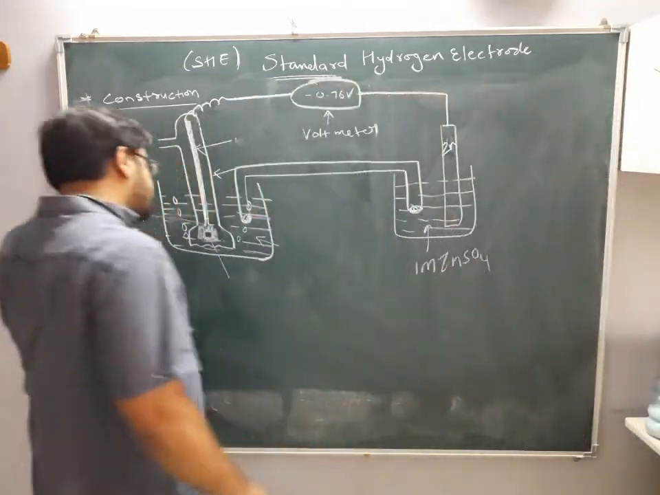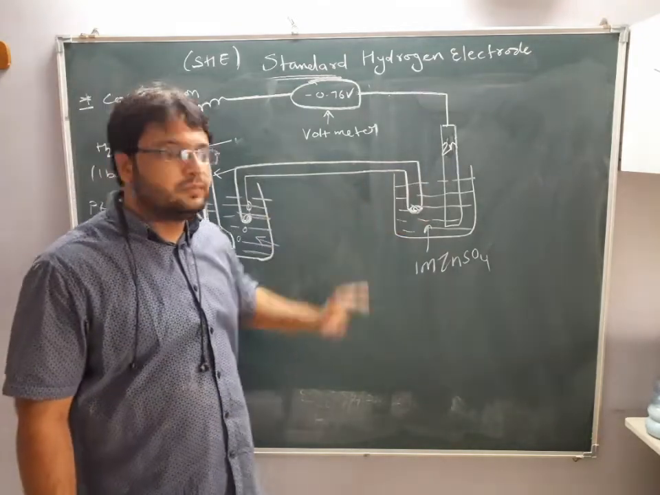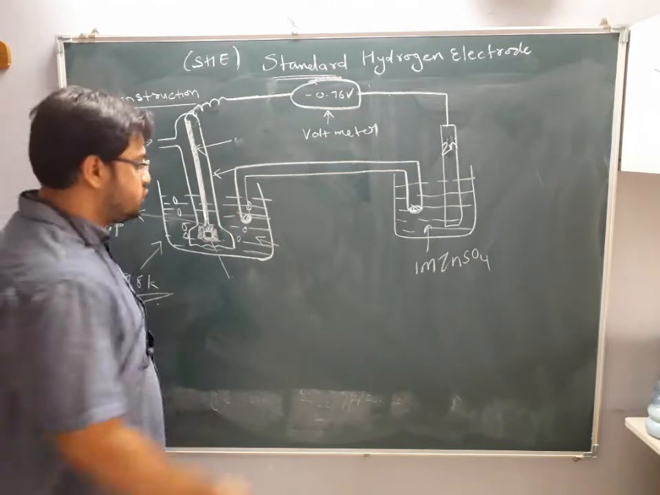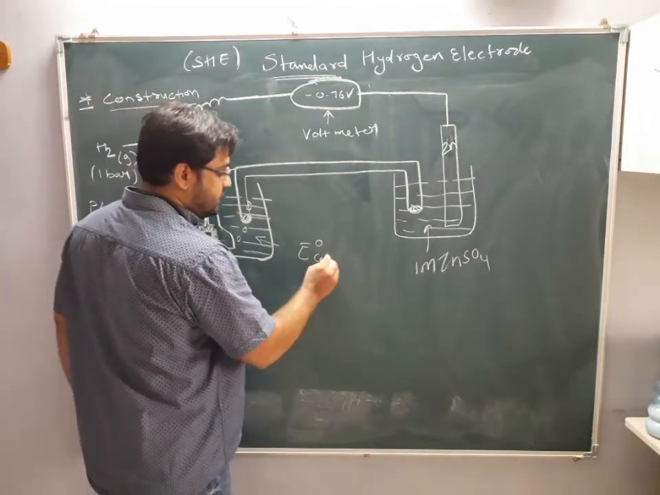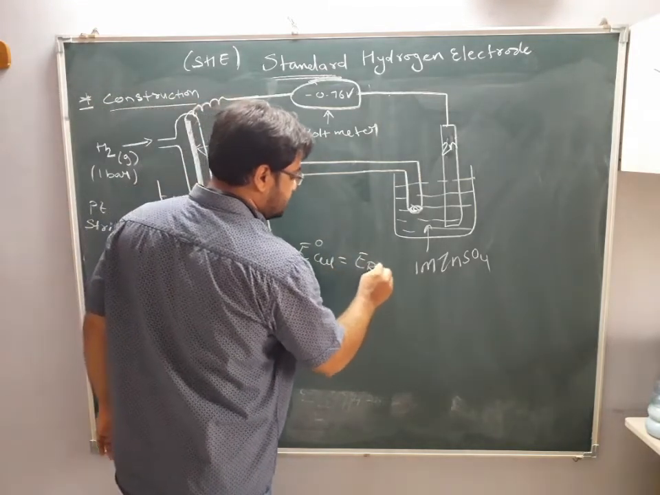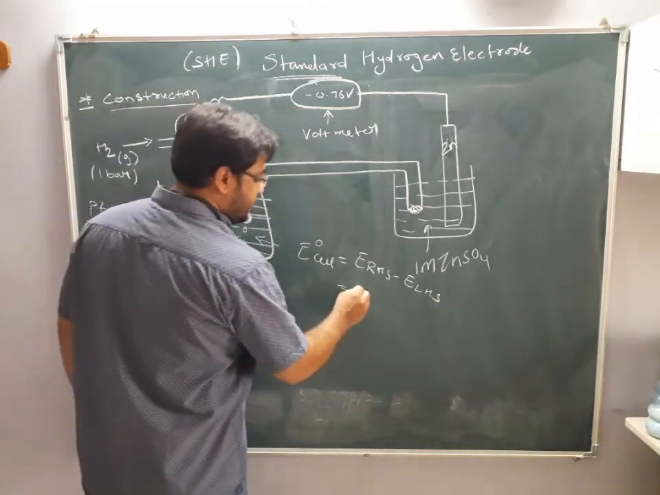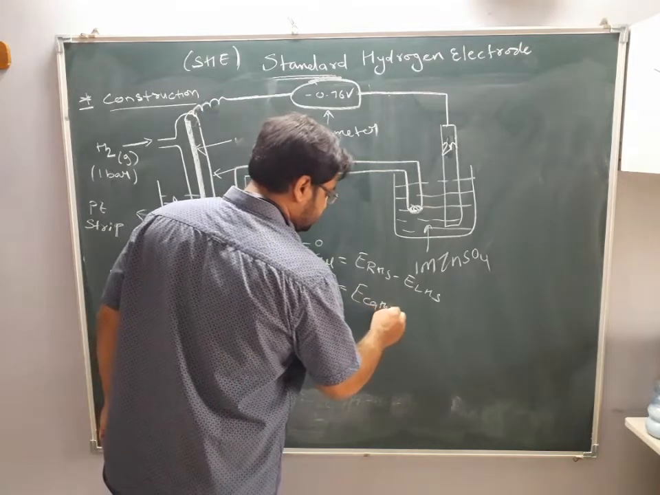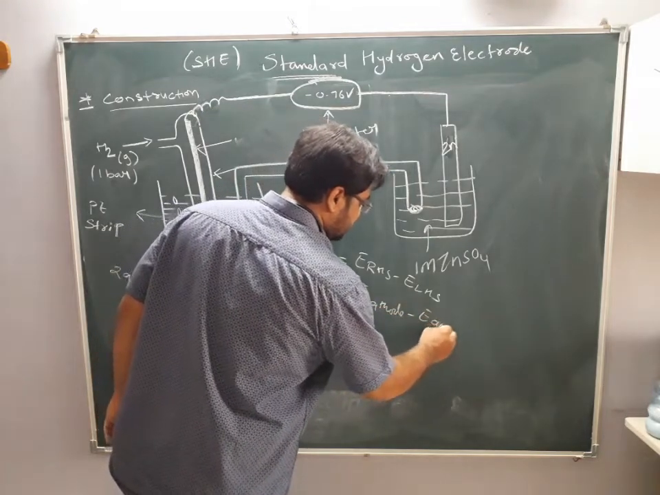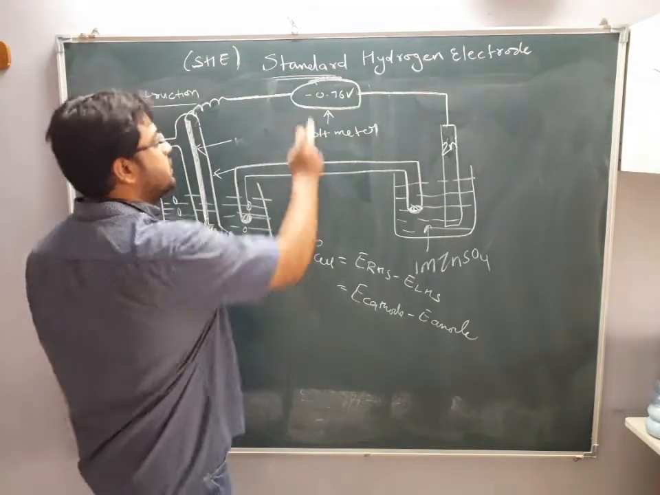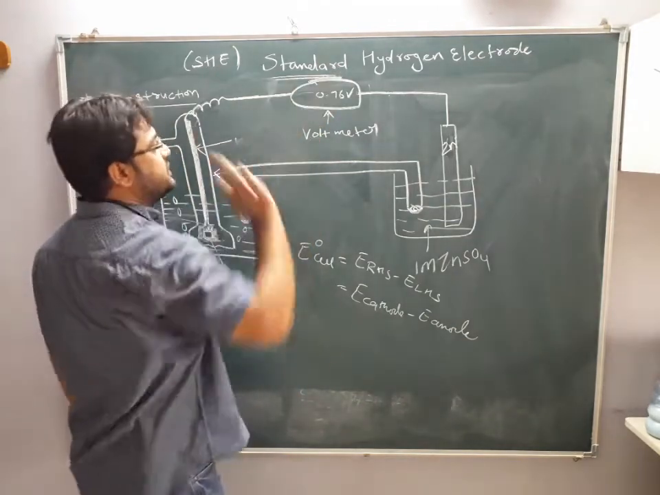See, I have connected this sheet with the zinc electrode. When I connected this, I got the value of 0.76 volt. So I will write down E naught cell. What is E naught cell? E RHS minus E LHS. Okay, E RHS means what? E cathode minus E anode. Clear? Now, okay, you can write down here 0.76 volt.